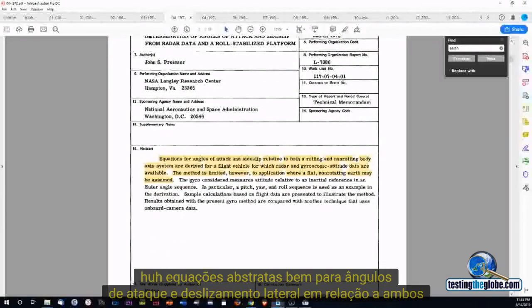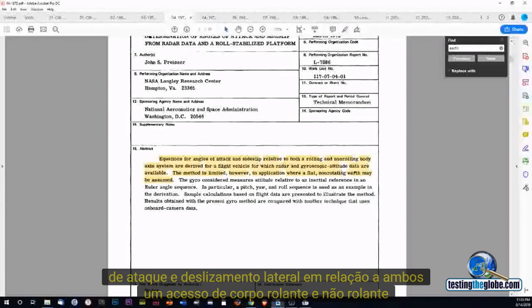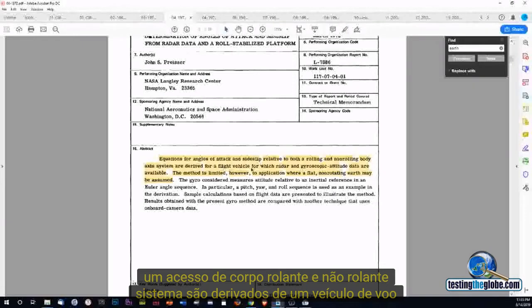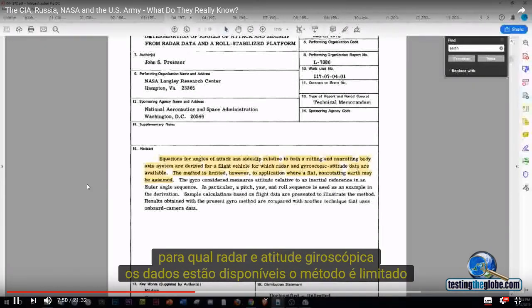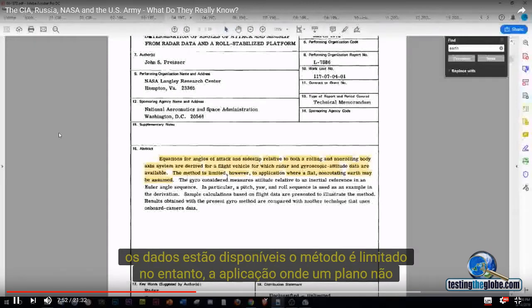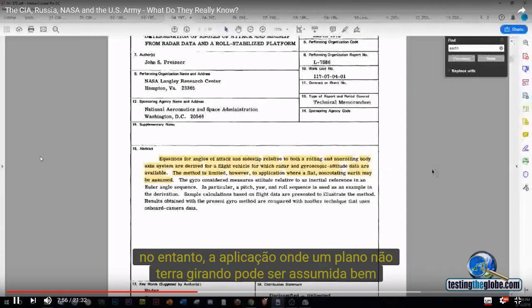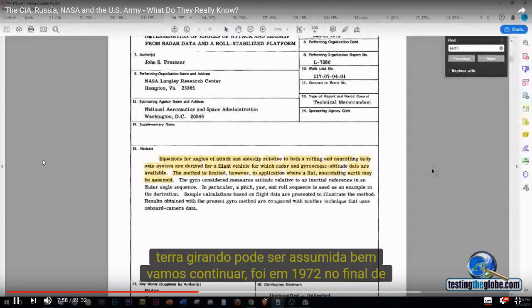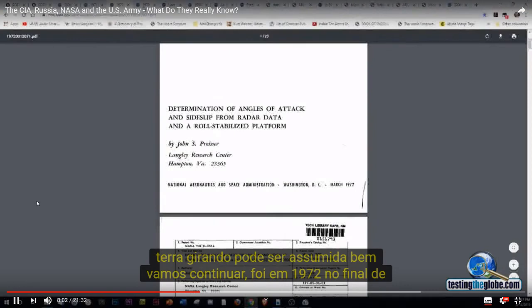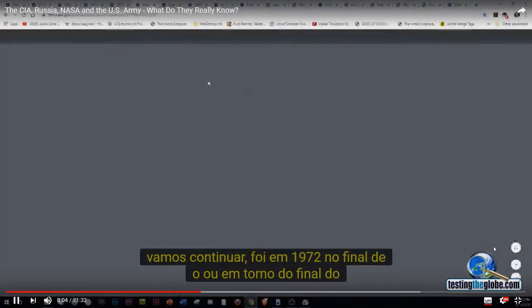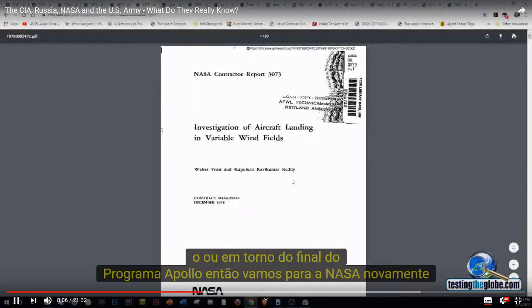Equations for angles of attack and side slip relative to both a rolling and non-rolling body access system are derived for a flight vehicle for which radar and gyroscopic attitude data are available. The method is limited, however, to application where a flat, non-rotating Earth may be assumed. All right, let's continue. That was 1972, right around the end of the Apollo program.